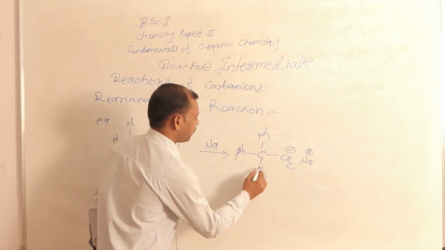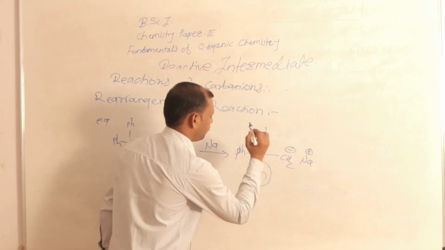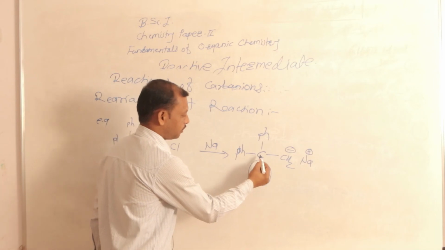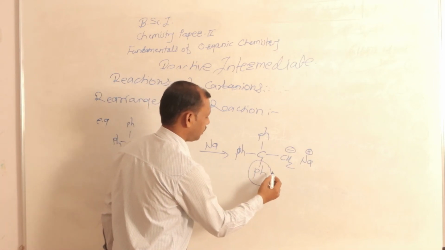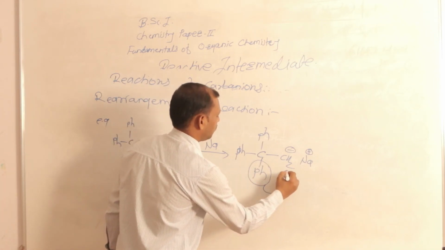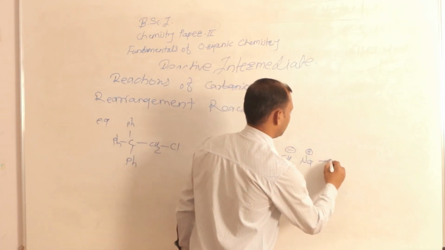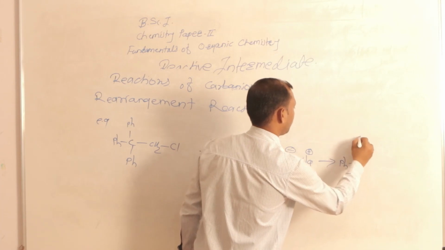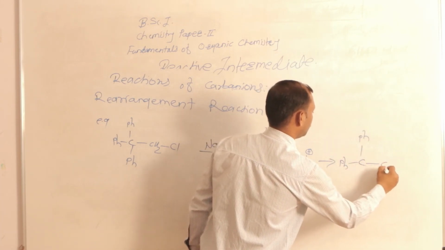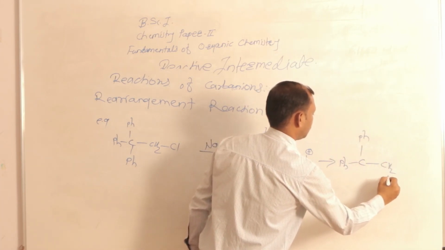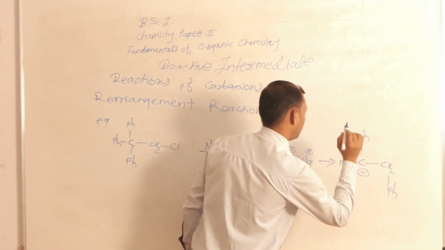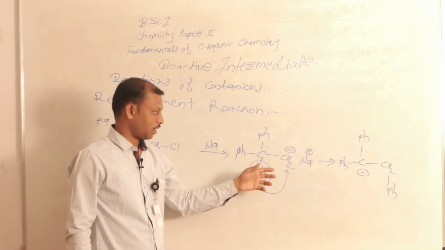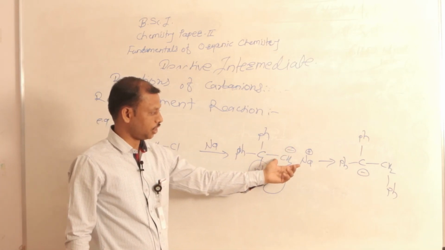Now this generated carbanion gives an electron to that carbon. At the same time, one of the benzyl or phenyl groups is shifted from this carbon to this one. And therefore it forms a new compound or new product with a carbanion. Now you can see here in that second stage, the carbanion is generated on that CH2.